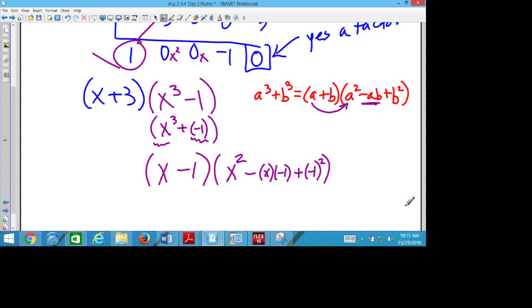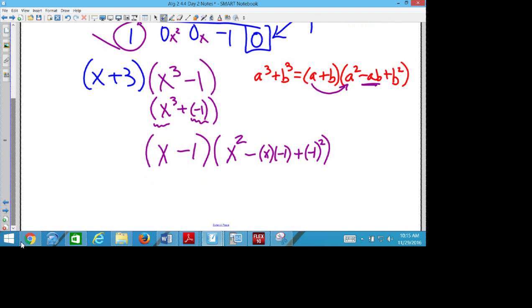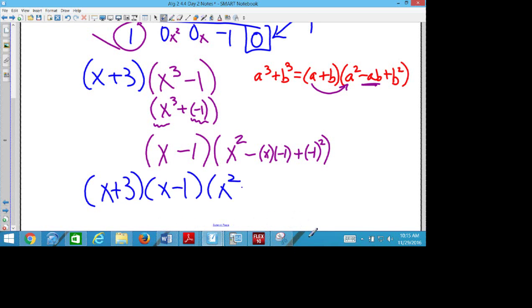You could simplify that in your head as you're doing it, but I wanted to show all the steps since we had people absent yesterday. So simplifying that, we'd have x squared plus x plus 1. Then yesterday I also told you that when you do this cube thing, this second parenthesis with the trinomial will never factor further. It's factored all the way.